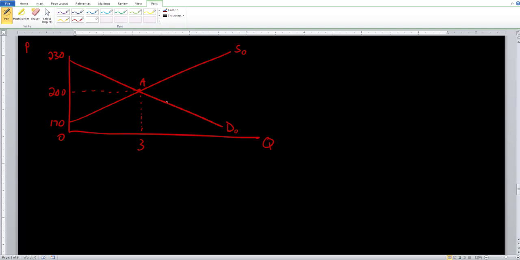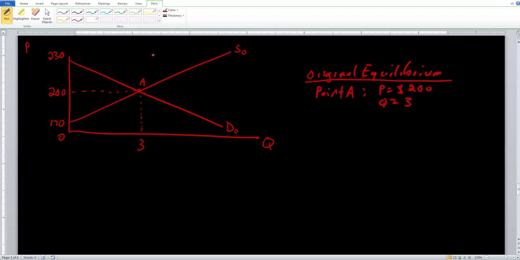We have supply, we have demand, our initial supply and demand curves, equilibrium price of $200, equilibrium quantity equal to 3. So this is our original equilibrium. Equilibrium is at point A, where price is equal to $200 and quantity is equal to 3. So 3, 3,000, whatever it may be, but this is our original equilibrium.